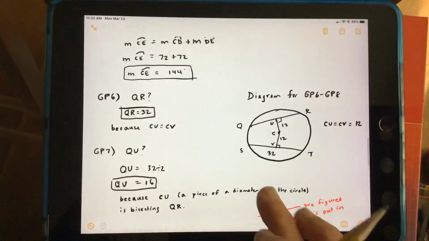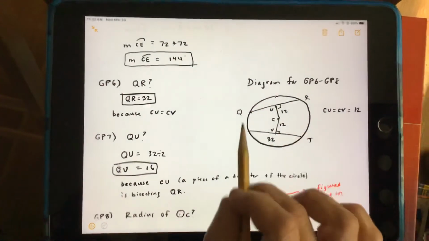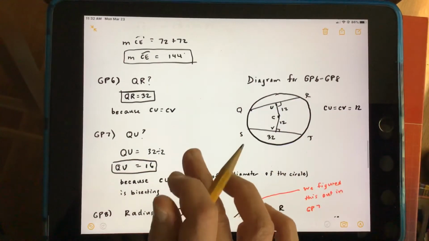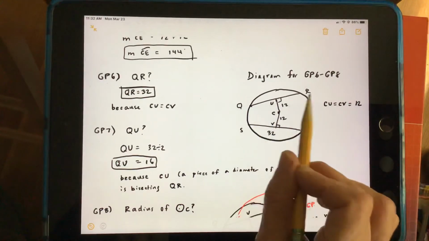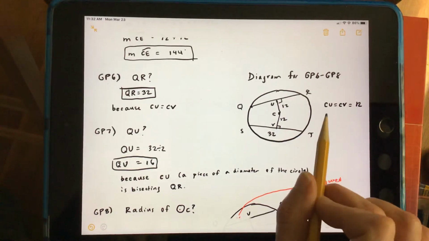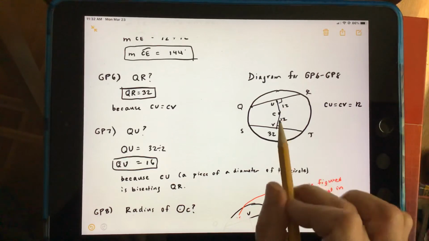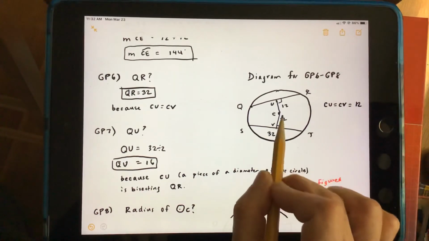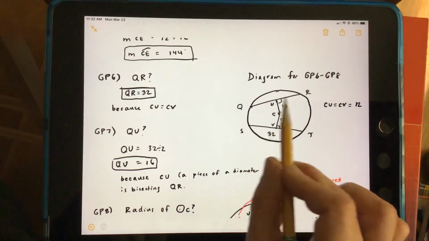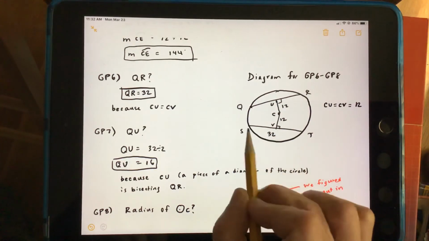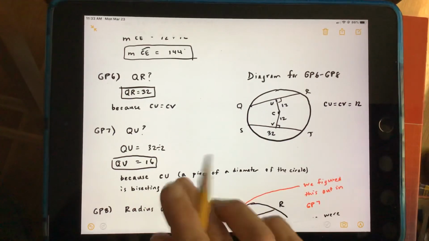For guided practice 6, I've rewritten the diagram that we need here. So the first question is, what is the length of QR from here to here? And since we're told in this particular diagram that CU is equal to CV, they're both 12, so that's given information. Well, the distance from the center of the circle to each of the chords is congruent. They're both 12. That means these chords, in fact, are congruent also. So since ST is 32, QR is also 32.